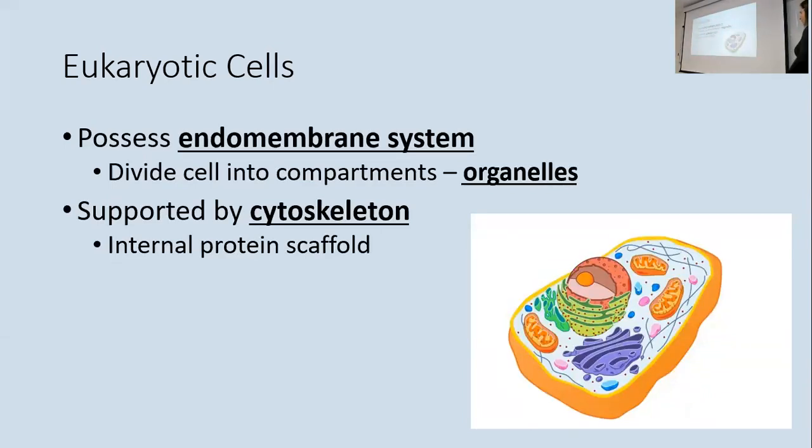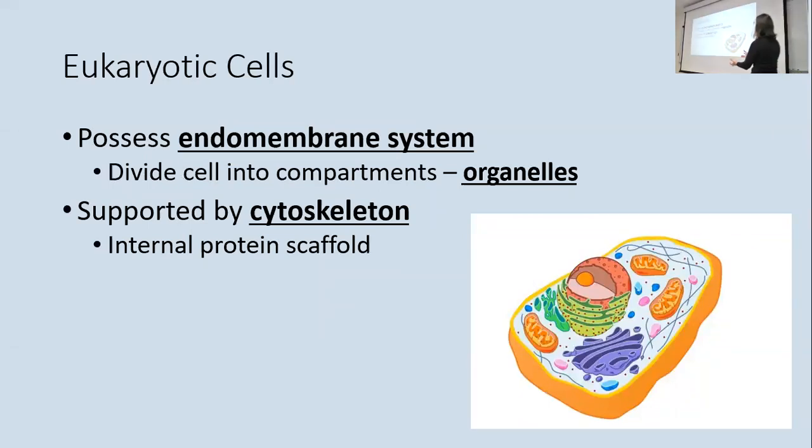So, eukaryotic cells, unlike prokaryotic cells, possess an endomembrane system, right? We've got a plasma membrane like everybody else, but we also have this internal membrane system that divides the cell into compartments. Prokaryotes don't have this, so they don't get this kind of diversity of structures, organelles, right?